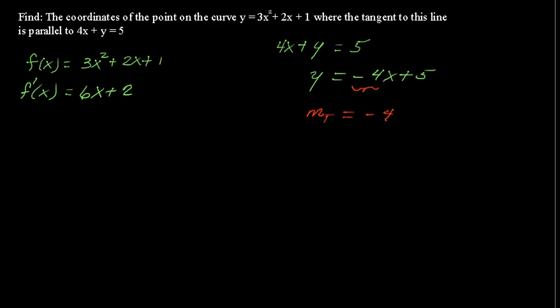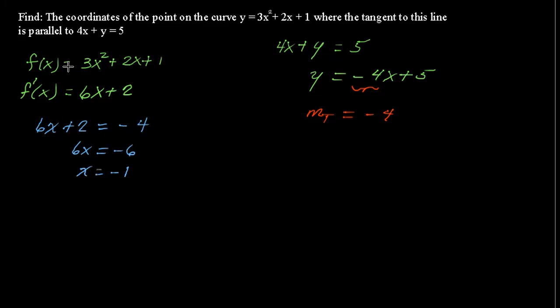So what am I going to do with that now? What I'm going to do now is equate that to this, because this is the gradient. So 6x plus 2 is equal to minus 4. So now I can solve for x so I can know the x value of the point that I'm looking for. And when I do that, I'm going to get 6x is equal to minus 6. I transpose the 2, take it over, it becomes minus 2. And therefore, x is equal to minus 1.